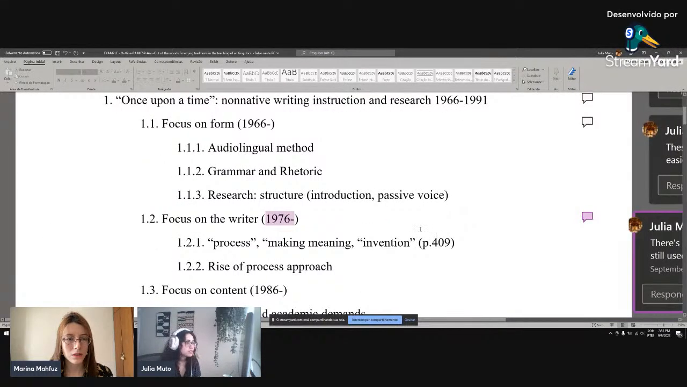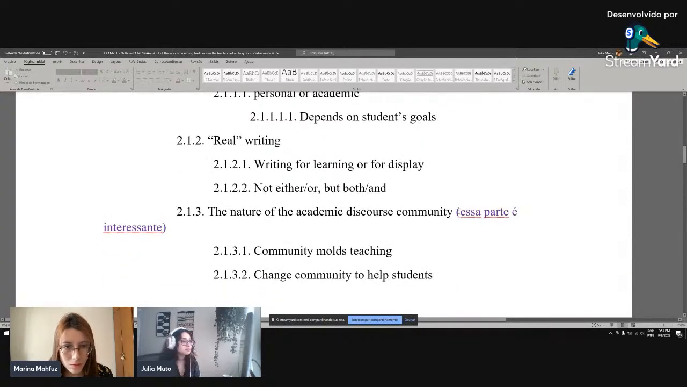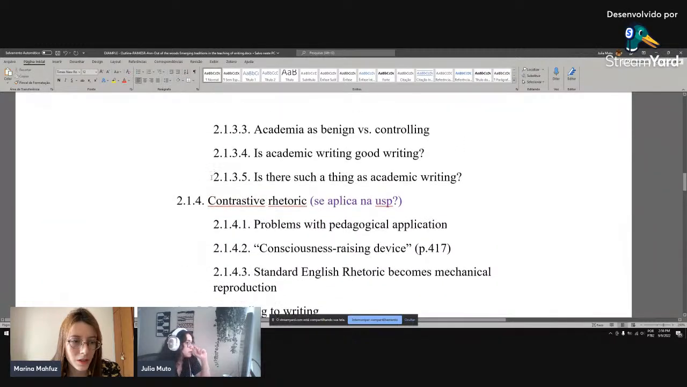Let me show you some of the thoughts of past Julia. This part's interesting. I don't know why I commented that. I remember liking it. So perhaps present me would go straight to this part to reread it to see if there's something I may want to use. And then there is something about contrastive rhetoric.